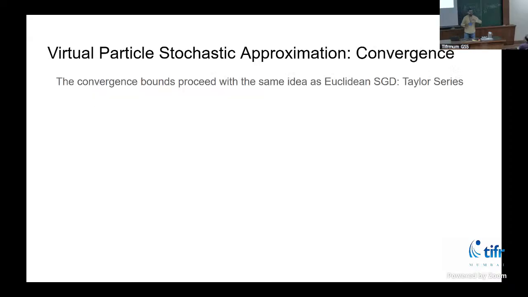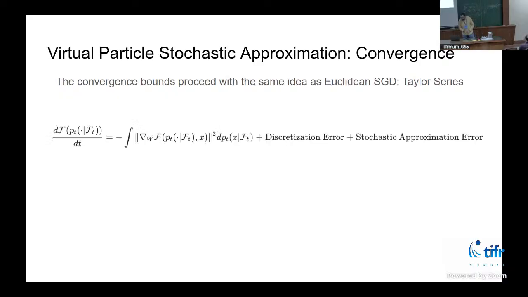Okay, so again, yesterday I showed you a needle in a haystack type argument, but this is actually straight up Taylor series. How do you show the convergence? It's just Taylor series in the space of probability distributions. So what I actually show is that, if you consider under this trajectory, you make a continuous approximation of the discrete trajectory, then I have d F(p_t) given F_t by dt is equal to minus Wasserstein gradient squared plus discretization error plus stochastic approximation error.